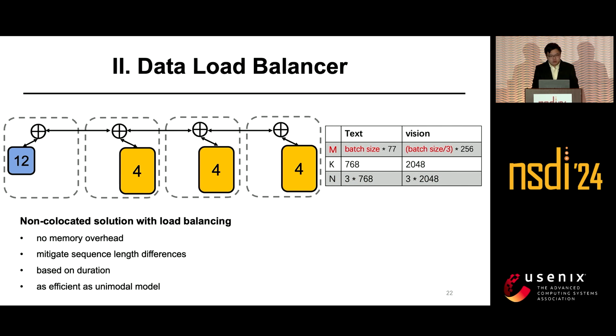And for our data load balancer, it means to balance the m dimension. So the smaller modules with shorter sequence lengths now will have higher sequence lengths compared to the large modules. And it can also reduce the memory overhead because this is a non-collocate solution.